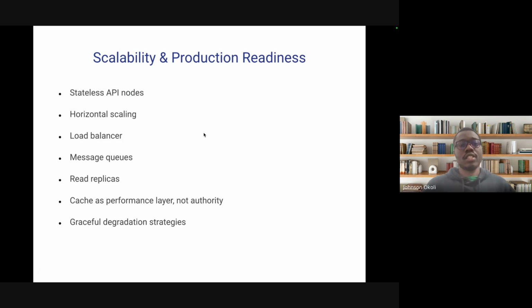Scalability and production readiness. In order to be certain that your system is scalable, you have to employ these metrics: your APIs must be stateless and immutable and immune to obstruction and downtime. You should ensure that you can scale horizontally while also being able to scale vertically. That means you can add more CPU or more hardware while also being able to add vertical scaling if necessary. You should ensure load balancing. That means you should be able to control your traffic.